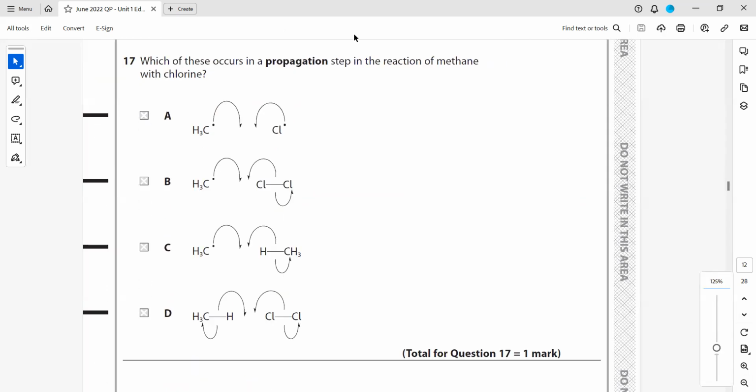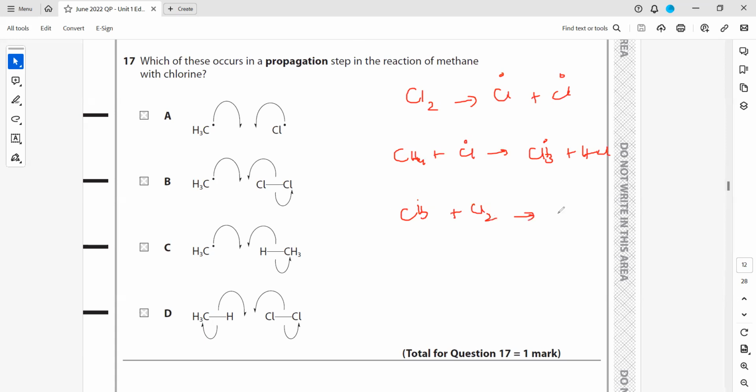Propagation step. The steps for the first one is initiation, in which we produce a radical, then a molecule. This is a propagation. When a molecule reacts with a radical, it will produce a methyl radical plus HCl, and then the methyl radical reacts with another chlorine to form methyl chloride plus a chlorine radical. And then the last one is termination, in which a chlorine radical reacts with a chlorine radical, a methyl radical reacts with a methyl radical, or a chlorine radical reacts with a methyl radical. This is a termination, this is a propagation, and this is the initiation.